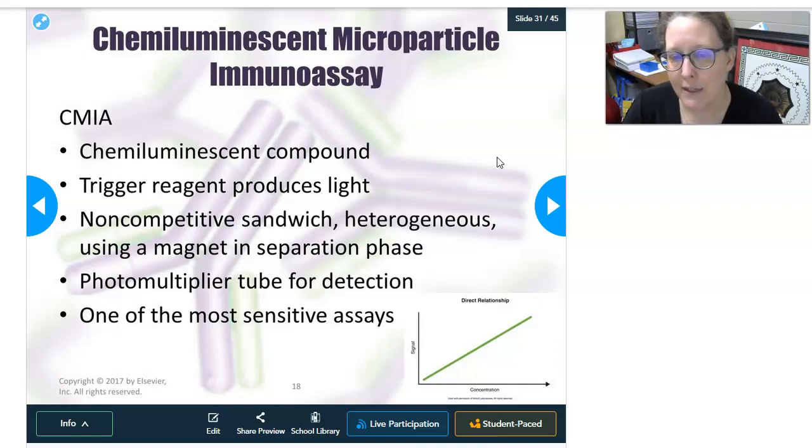And it uses a magnet in the separation phase to magnetize the microparticle beads that have sandwiched the antigen of detection. Obviously, you're going to use a photomultiplier tube for detection because you're trying to detect light, because it's a chemiluminescent assay. Again, chemiluminescent is a light reaction that's chemically based. It is one of the most sensitive assays, meaning it can pick up really, really low amounts of an analyte, which is really nice. And so in this one, again, it is directly proportional. Because it's a sandwich immunoassay, the more light is produced, the more analyte there was in the sample.